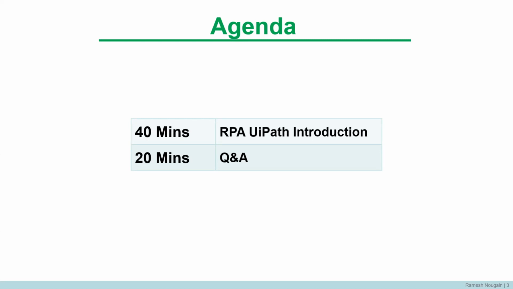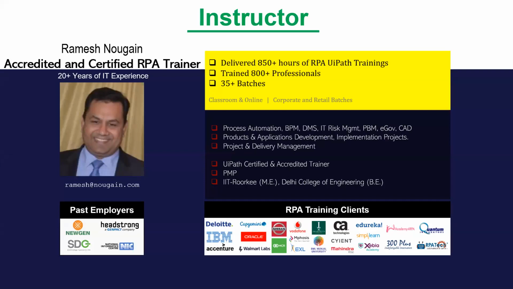So with that, let's get started and talk quickly about introduction. About myself, my name is Ramesh Nogen. I have repeated that a couple of times already. I'm an accredited and certified RPA trainer on UiPath. To date, I have delivered more than 35 batches on RPA UiPath, both corporate as well as retail batches. I've delivered more than 850 hours of RPA UiPath training to 800 plus professionals.